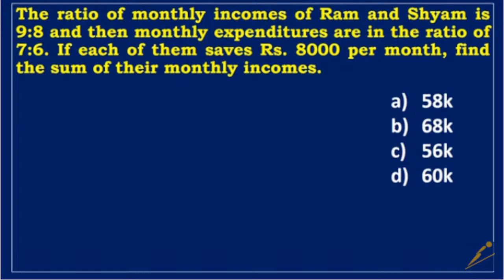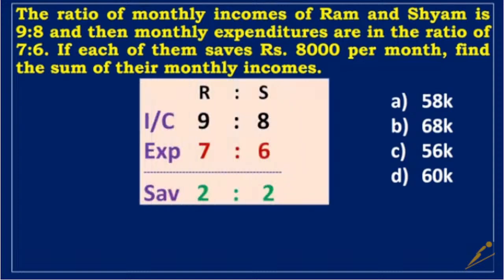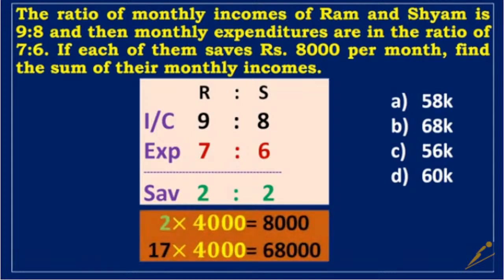The ratio of the monthly incomes of Ram and Shyam is 9:8. The ratio of monthly expenditures is 7:6. The ratio of savings, which is the difference between income and expenditure, is 2:2. The saving 2 value is rupees 8,000 per month. Then the 1 value becomes 4,000.